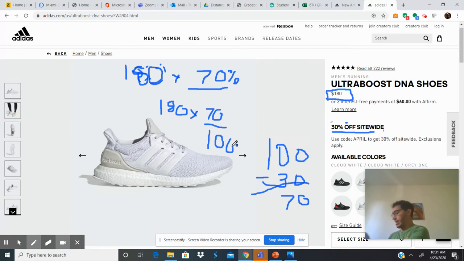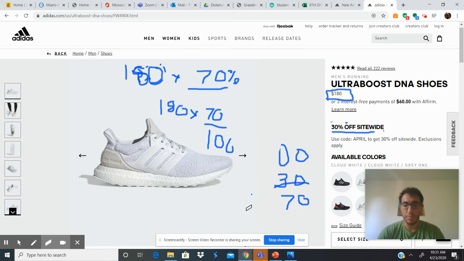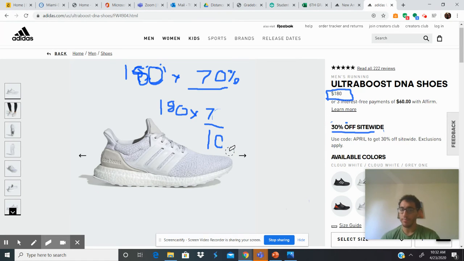Now, what I have to do now is just think. Can I make this simpler? Yes. So let me show you. Let me erase this here so we have space. 70 divided by 10, 7. 100 divided by 10, 10. Like that. Now, I have 180 times 7. Got to figure out what that is.